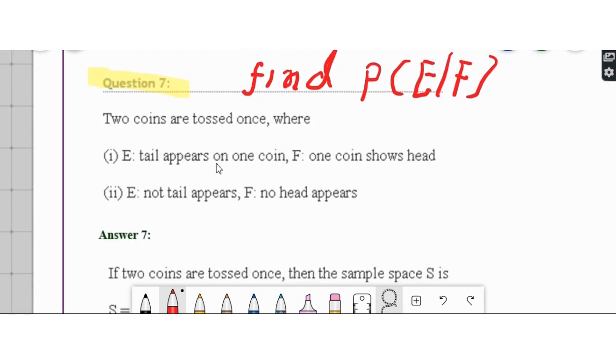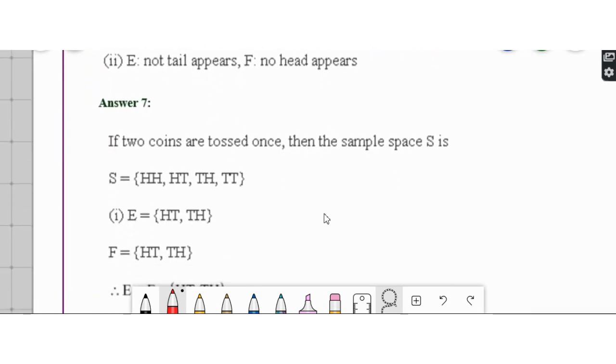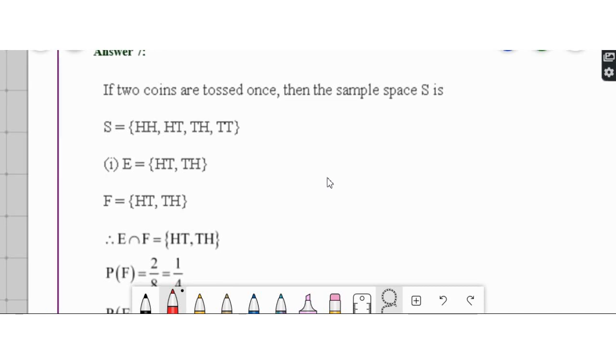Let us see how to find it out. First of all, I will suggest you, or the method is this, you must find out what your sample space is.